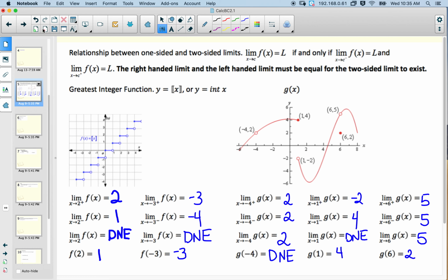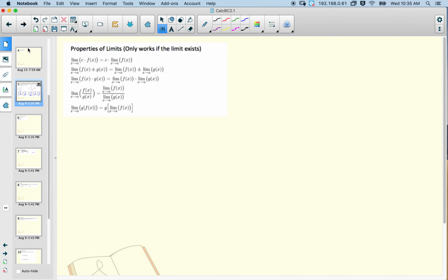Okay, so that's how you do right-handed limits, left-handed limits, and two-sided limits. And the important thing to remember is if the right-handed limit and the left-handed limit are not equal, then the limit does not exist. Okay, moving on.